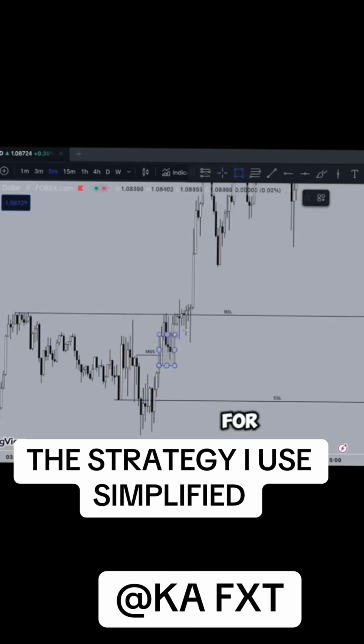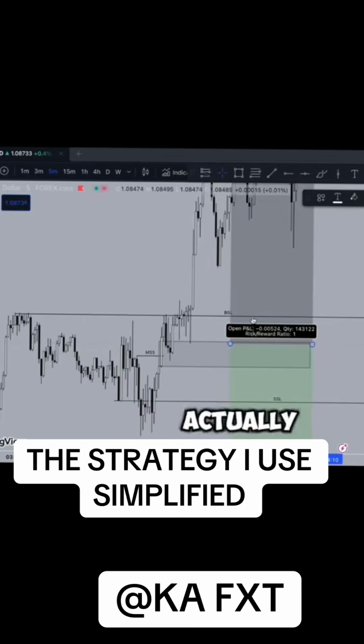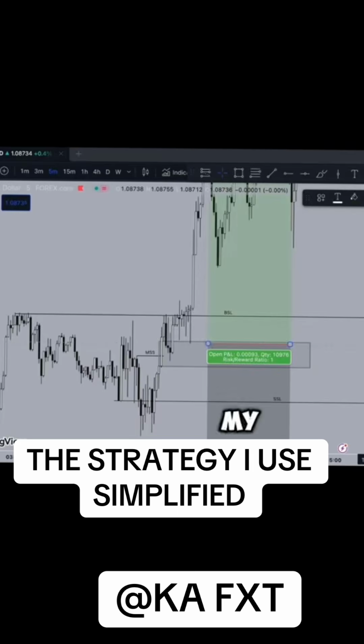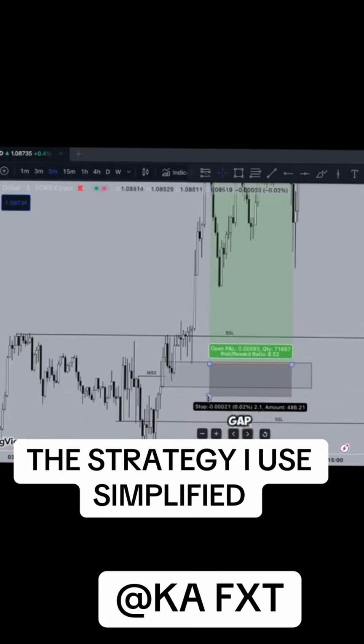Then what I go ahead and look for is the first fair value gap that actually formed as soon as the market shift happens. And as you can see, price actually taps into the fair value gap, not once, not twice, but 5 times. And funny enough, I actually entered on the 5th time it tapped into the fair value gap. So my entry for this trade was at this point where it hit the fair value gap.